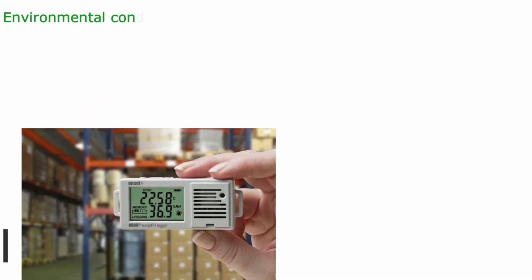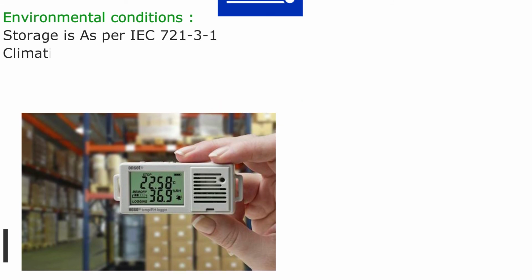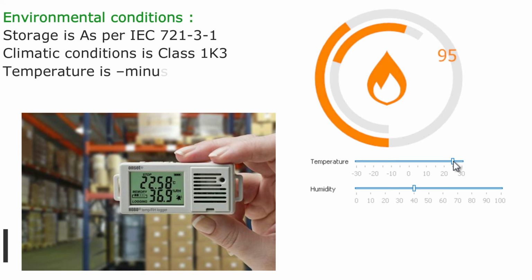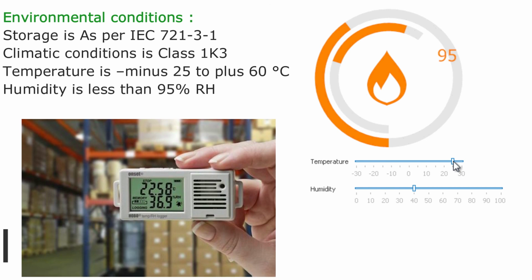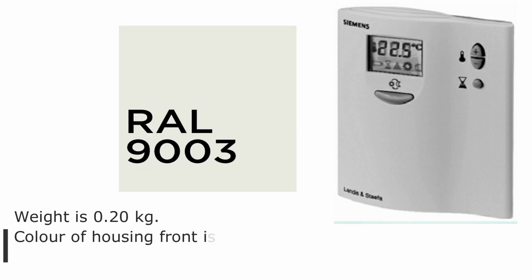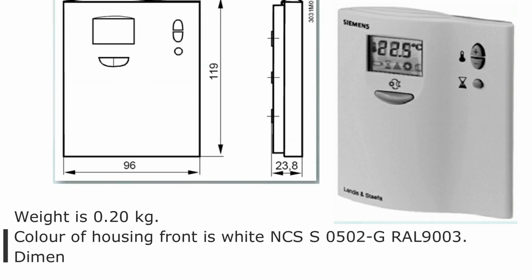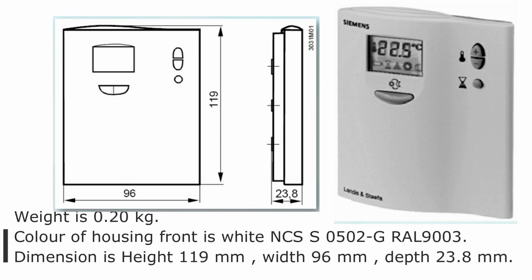Storage is as per IEC 60721-3-1. Climatic conditions is class 1K3. Temperature is minus 25 to plus 70 degrees Celsius. Humidity is less than 95% RH. Weight is 0.20 kilograms. Color of housing front is white, NCS S 0502-G, RAL 9003. Dimensions are height 119 millimeters, width 96 millimeters, depth 23.8 millimeters.